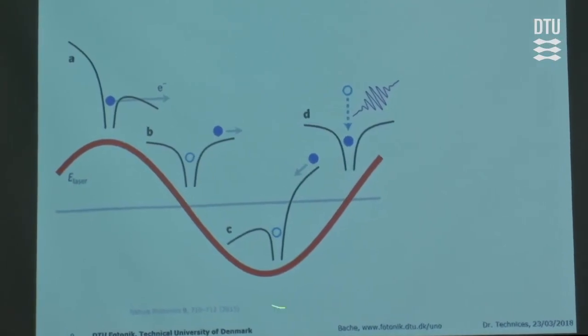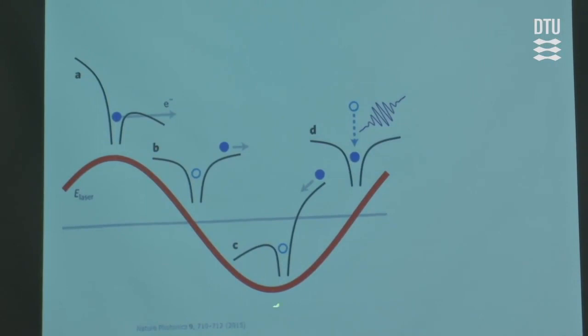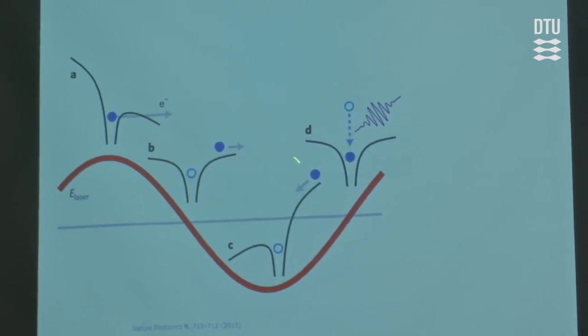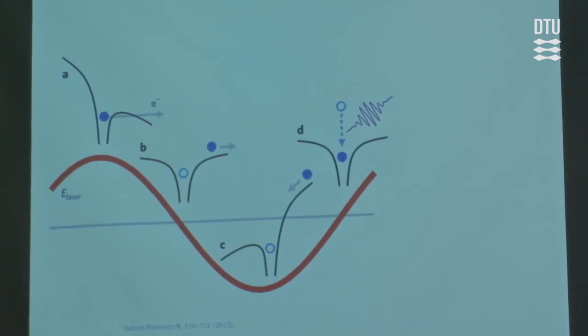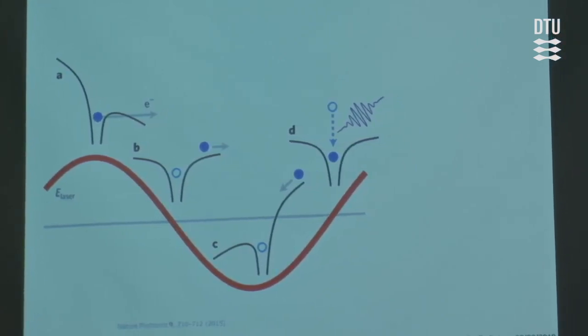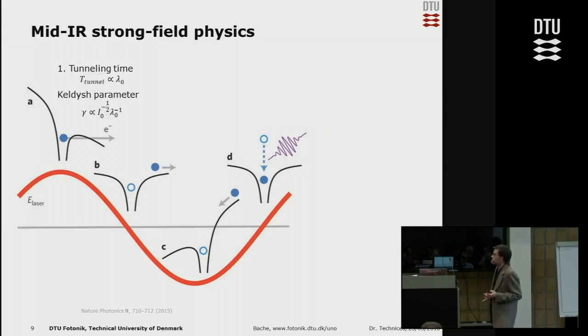But a half cycle later, the potential tilts again due to the negative sign of the electromagnetic field, and it makes the electron recollide with the parent ion. This process then generates extreme UV or even X-ray radiation. And it turns out that there are some characteristic parameters of this process that are very favorable in the mid-infrared.